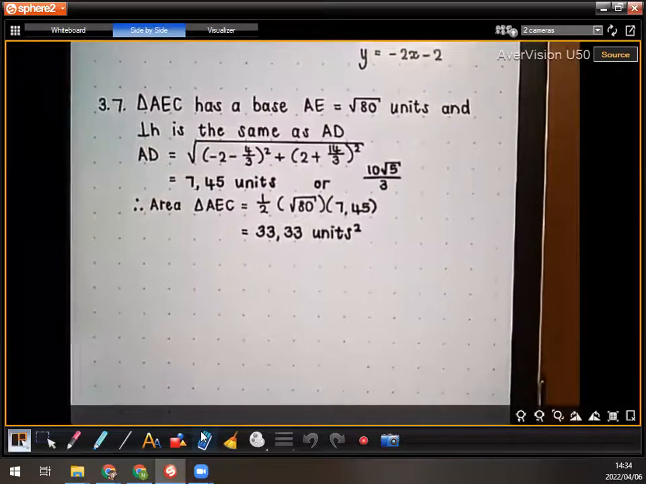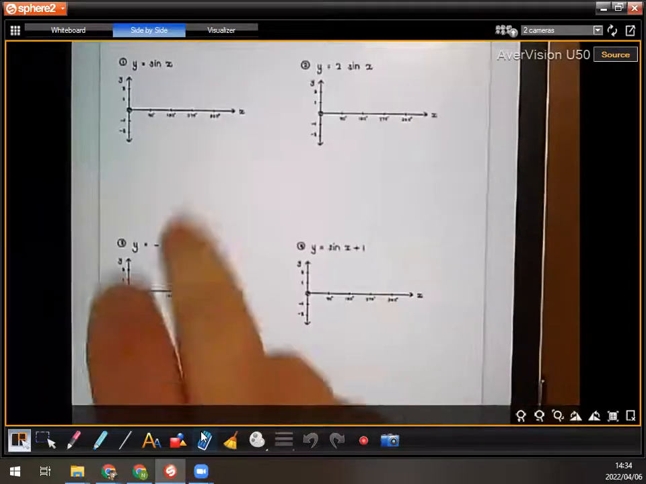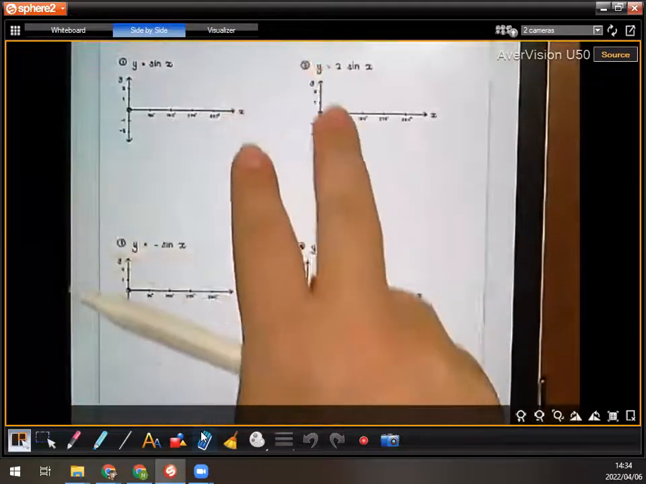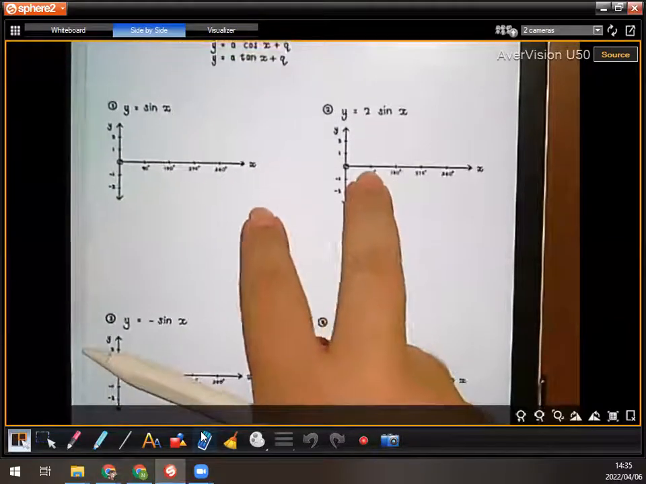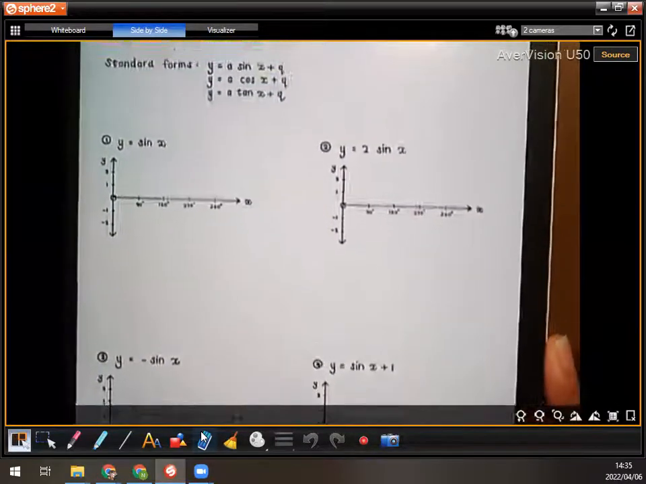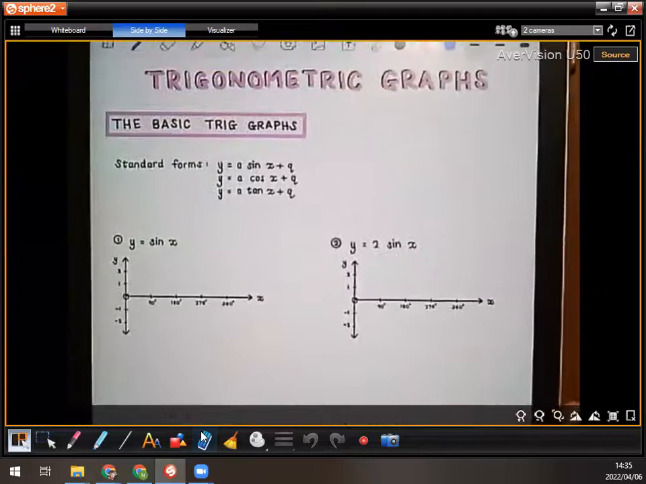Okay, guys. Like I said, I will post that for you on Classroom later. But now we are going on to Trig Graphs, which is the next section. We're going to draw some graphs today. We're going to revise the basic ones, and then I'm going to teach you some new stuff. But we are going to do a lot of the work on the calculator.